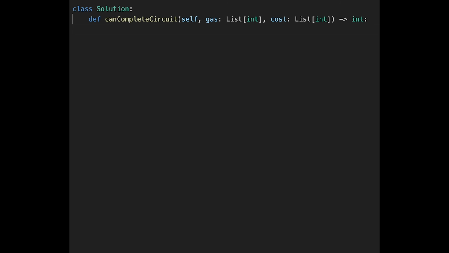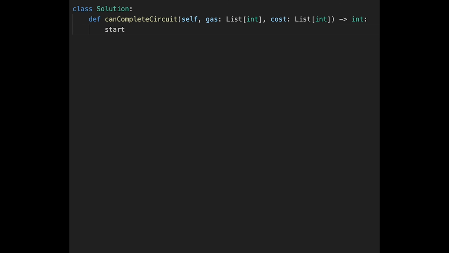Okay, let's write the code. So we will find the starting point first, then at last we check whether total gas is greater than or equal to total cost. In the first solution, we checked total gas versus total cost first, then tried to find a starting point. So it's kind of the opposite order of the algorithm. But if you understand the first solution, it's not difficult to understand this algorithm. So let's write the code.